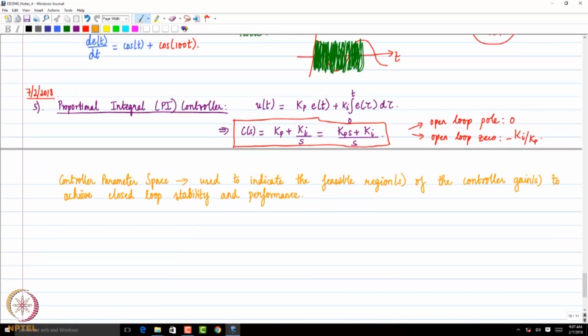But when we come to PI, what happens? This controller parameter space becomes two-dimensional. So what we need to do is plot Kp and Ki to do the job.